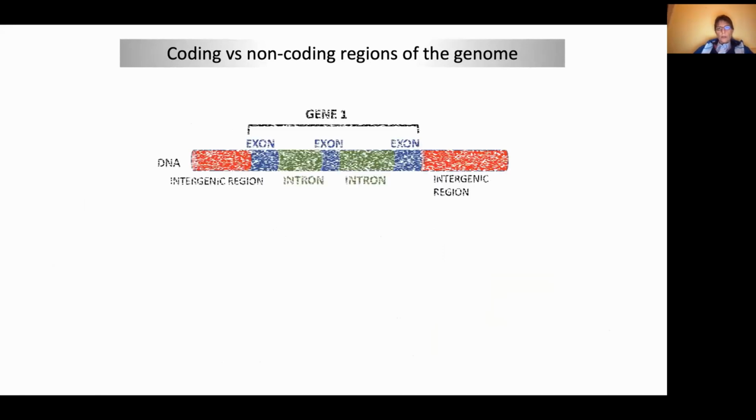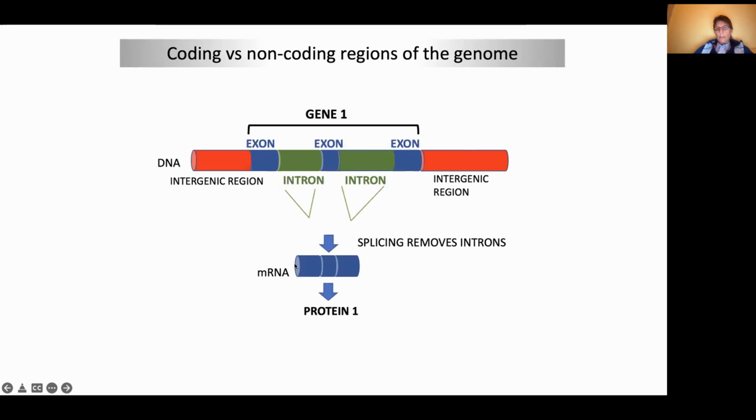It's important to understand the difference between coding and non-coding regions of the genome. For those of you who perhaps haven't done genetics for a long time, I'll just remind you that there are intergenic regions, which are non-coding. And here is a gene with the coding exons and then the non-coding introns. The introns are spliced out to give this mature messenger RNA, which is read by the cellular machinery to give you protein 1, coded by the exons of gene 1.